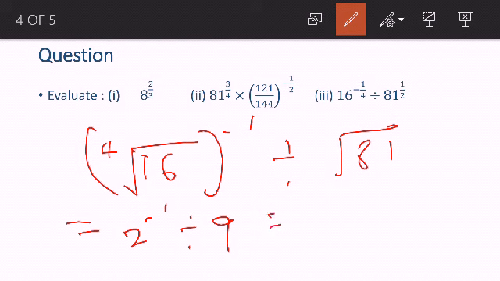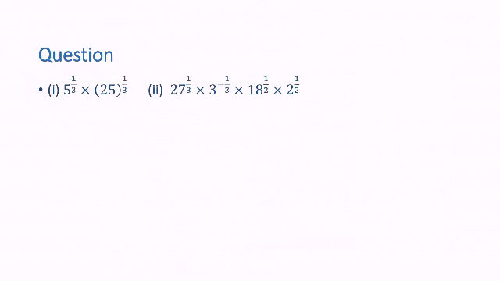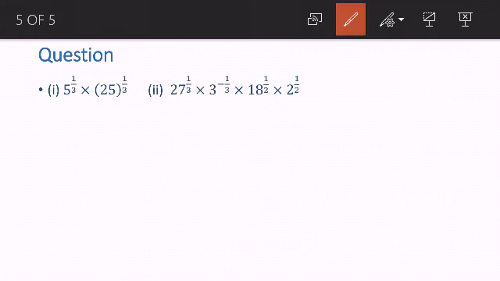Okay, so 2 raised to the power minus 1 actually means 1 over 2. Then the division sign changes to multiplication, then your 9 becomes 1 over 9, and that gives us 1 over 18 as our final answer. Now we move over to another set of questions.